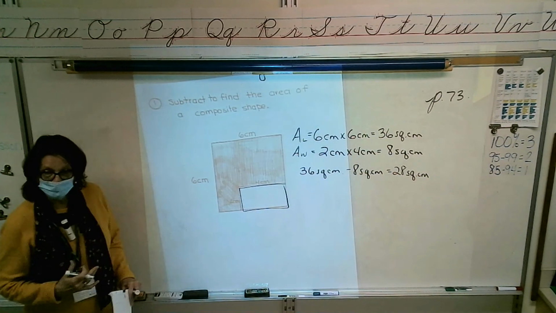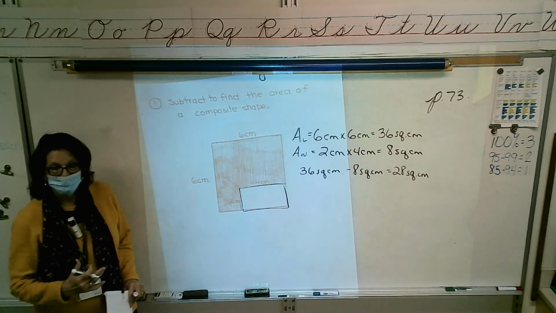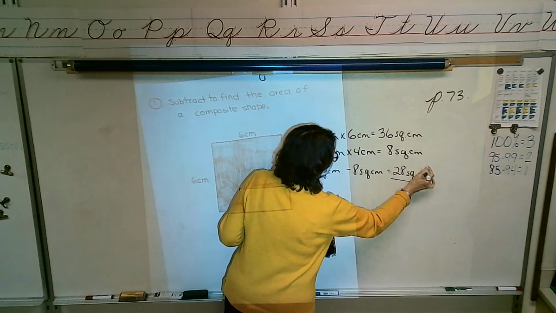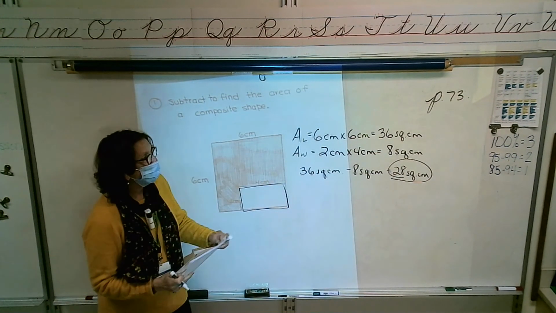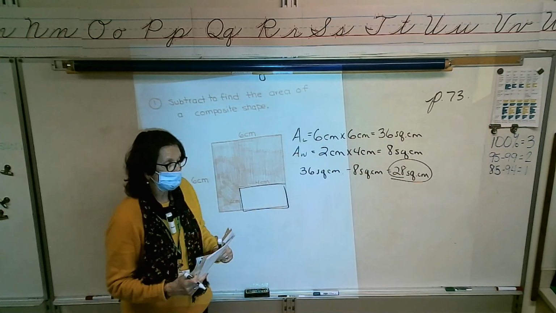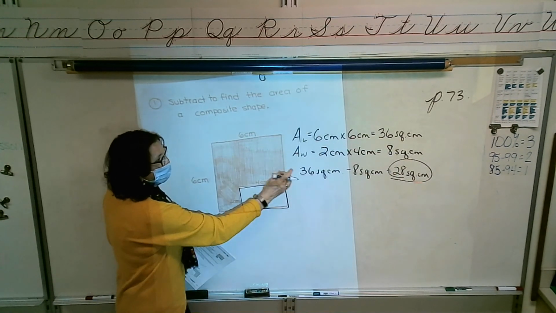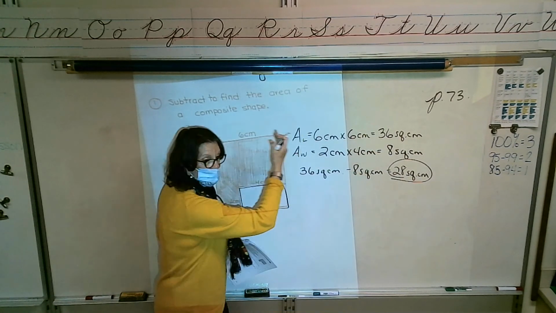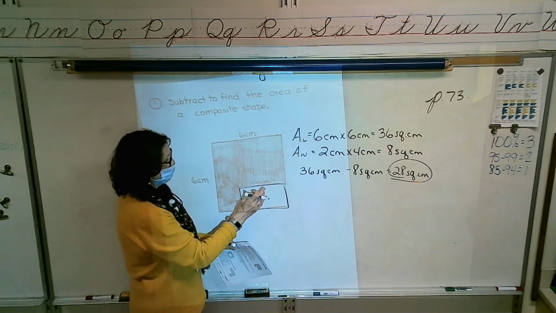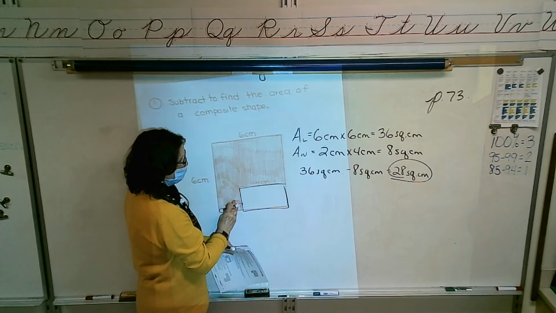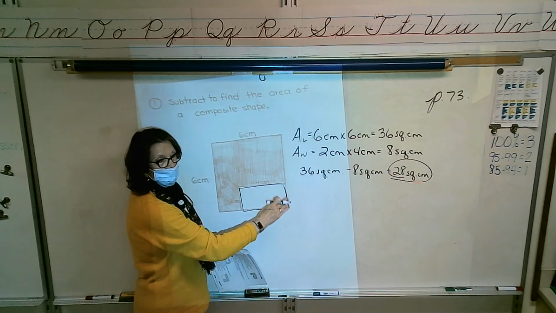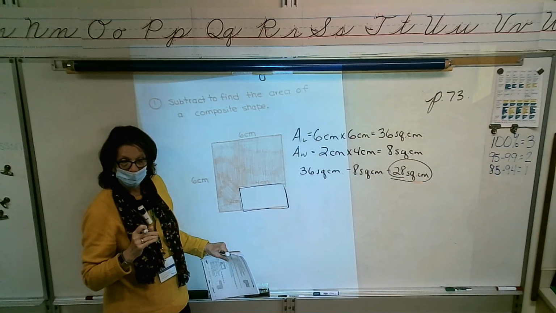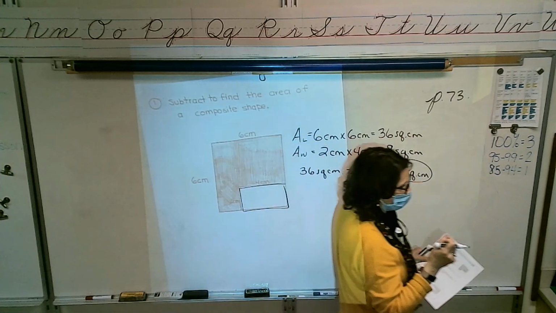So what is the area of the composite figure, the shaded part? The area is 28 square centimeters. 36, one more time, represents the area of the whole rectangle. 8 represents the white part that we're taking away. 28 represents the part that is left. So this is 8, this is 28, the whole thing is 36, part, whole. Okay, let's turn to our next example.